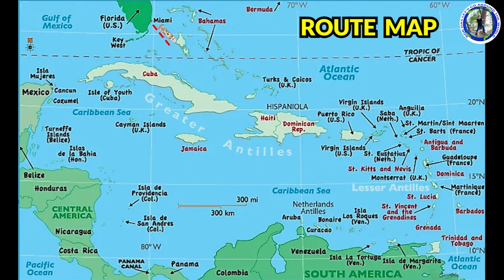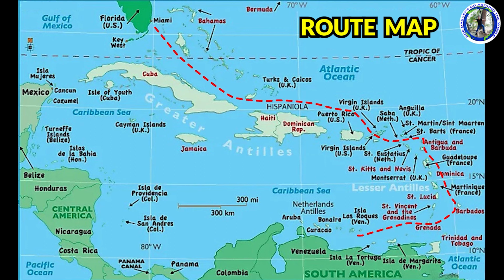We sailed from Miami and, staying 2 nights on sea, we reached the capital city Charlotte Amalie of US Virgin Islands. From there, we sailed to St. John's City of Antigua and Barbuda. Next, we sailed to Bridgetown, which is the capital of Barbados Island. After that, we went to St. George, capital of Grenada.